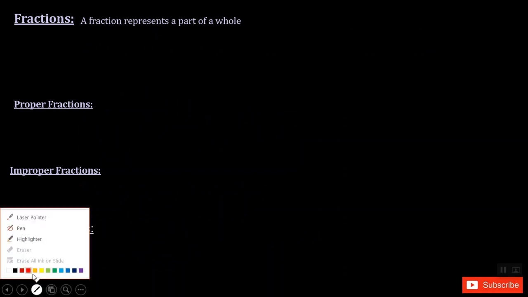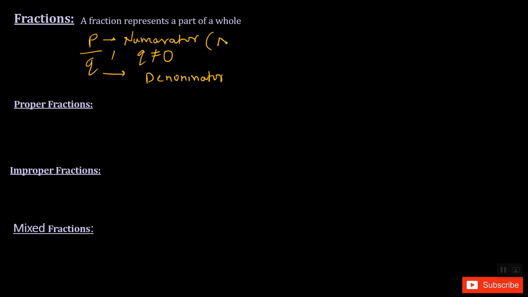A fraction represents a part of a whole number. If I say, let's take P by Q, provided the condition is Q is not equal to 0, because any number divided by 0 is undefined. So P by Q, we say, expresses a fraction. The P is called the numerator, and the down part is called the denominator. Let me just use the notation n for the numerator and d for the denominator.